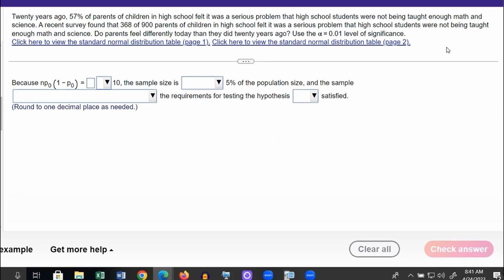A recent survey found that 368 of 900 parents of children in high school felt that it was a serious problem that high school students were not being taught enough math and science in the recent survey. Is this enough information to say that parents feel differently today about the issue than they did 20 years ago? And we're going to use alpha equals 0.01 as the level of significance.